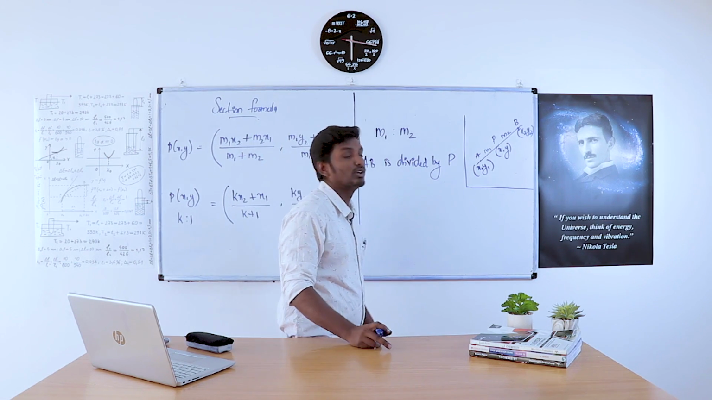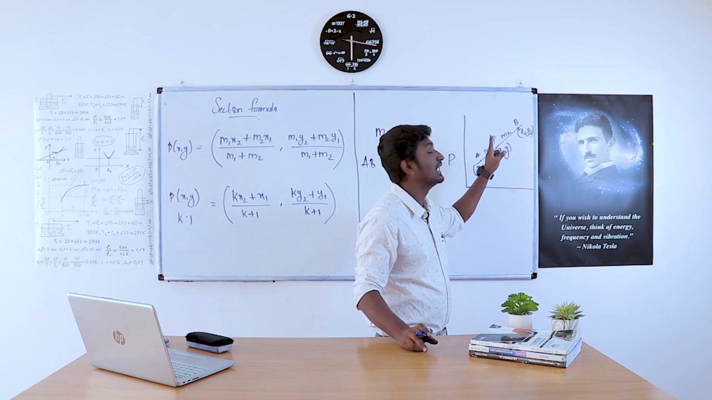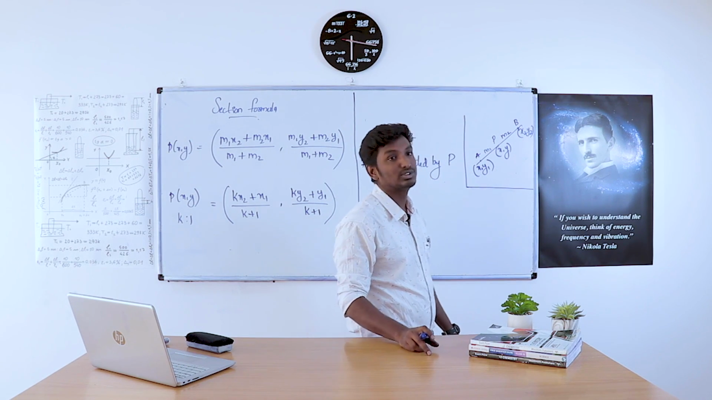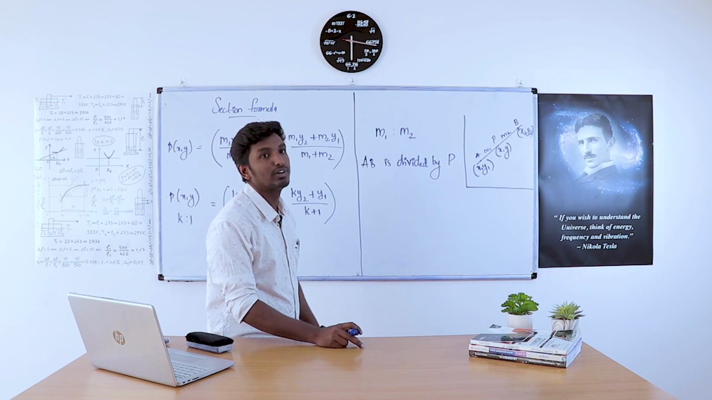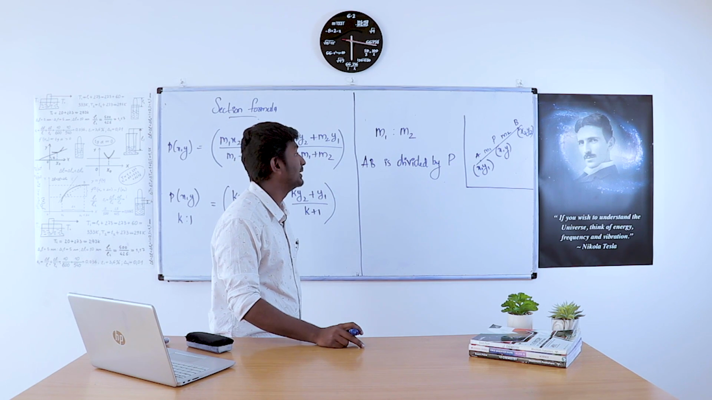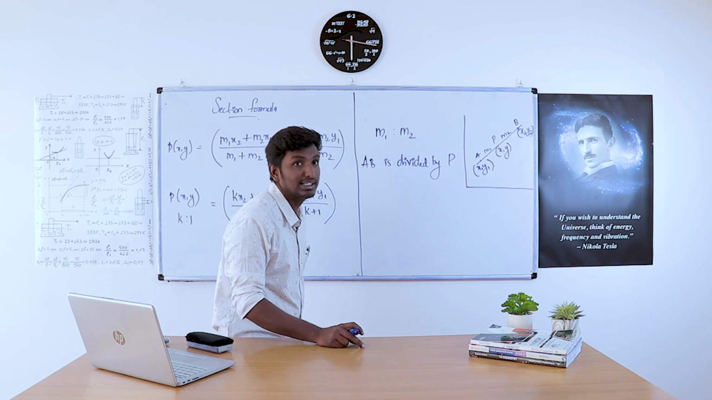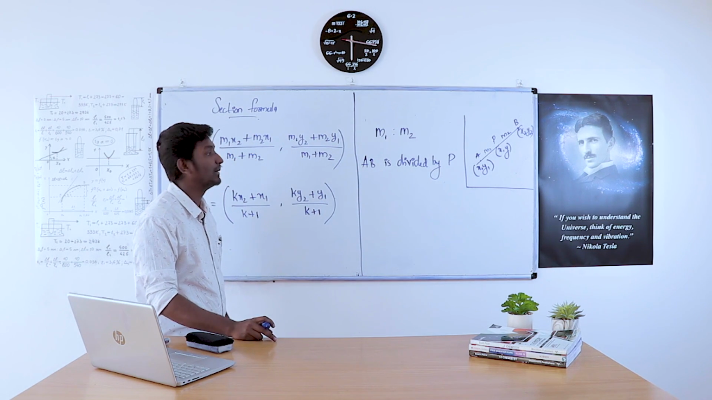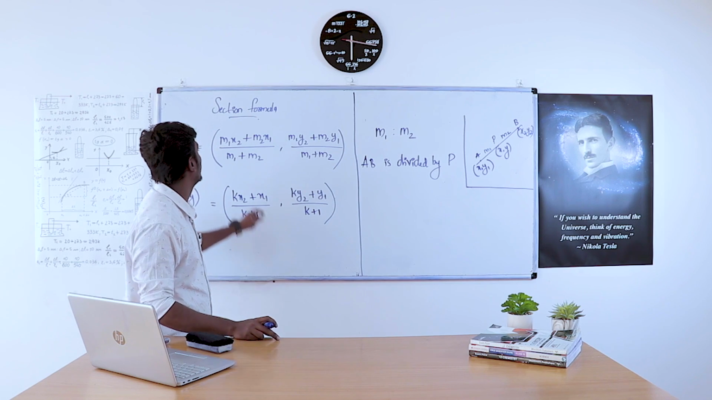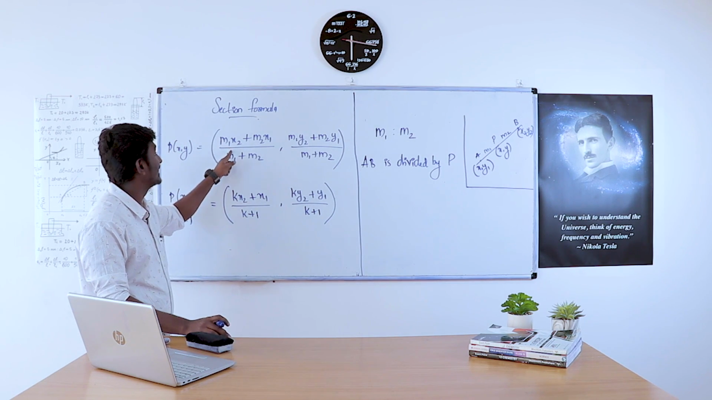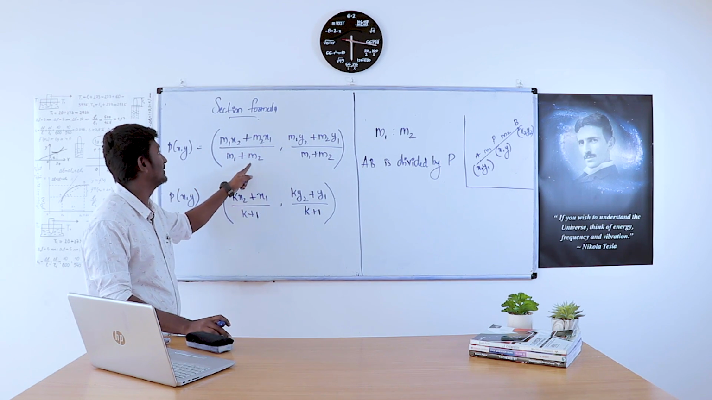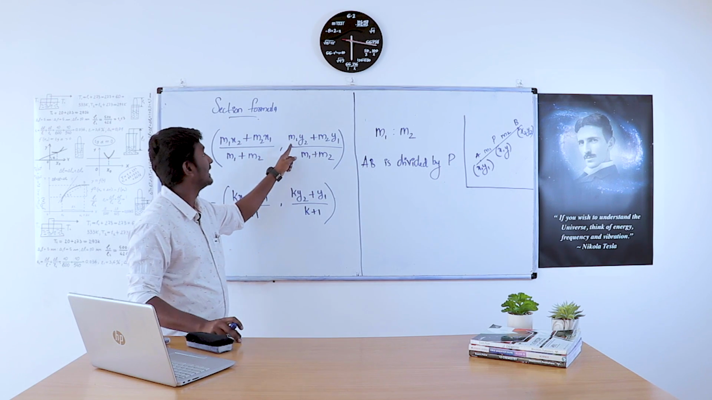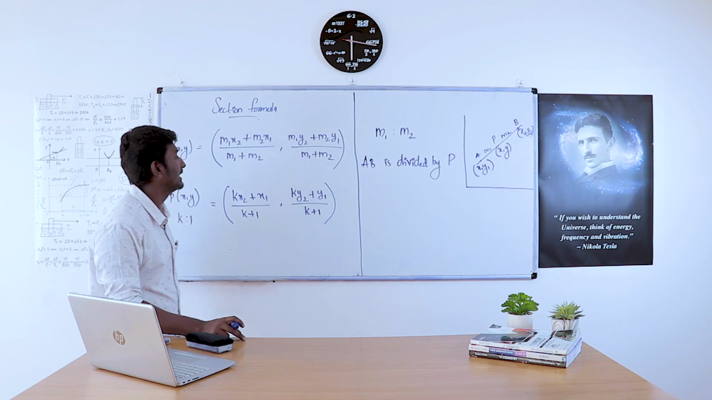Let the coordinates of A be x1, y1 and the coordinates of B be x2, y2. Then we need to find P of xy, the coordinates of P which divides AB in the ratio M1 is to M2. If P divides AB in the ratio M1 is to M2, then the coordinates of P will be M1x2 plus M2x1 by M1 plus M2, M1y2 plus M2y1 by M1 plus M2.